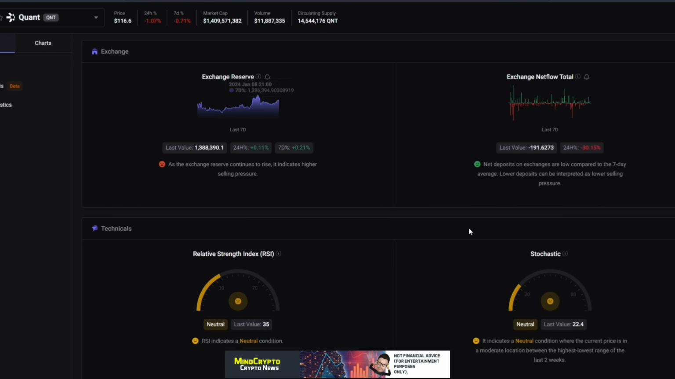If we look at the exchange reserves at the moment, we've been going sideways on this for some months now, ranging between 1.368 million to now 1.388 million. So slowly going sideways. Much of this is we're seeing these big buys, but we're also seeing people start to sell. And we can see here, net flow is currently -191 on Quant at the moment. So net deposits on exchange are low compared to the last 7 day average. Lower deposits can be interpreted as lower selling pressure. And if we look at the RSI, it says neutral, but probably a little bit more in fear, which isn't a bad thing, because that means accumulation phase where we can buy more, and I am doing so.